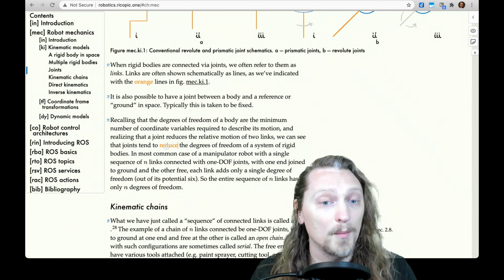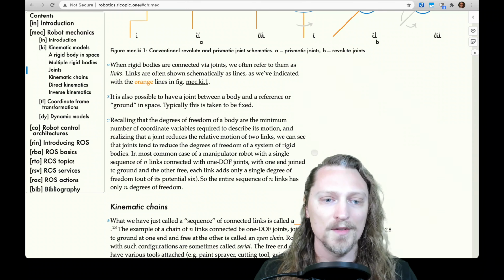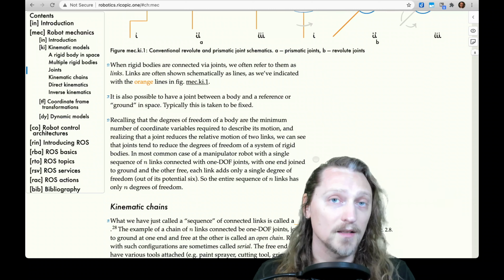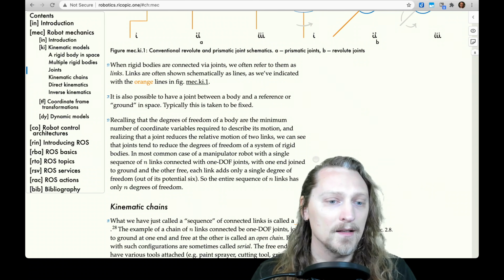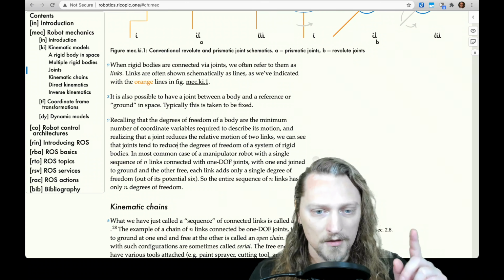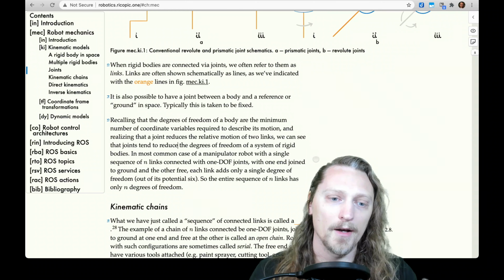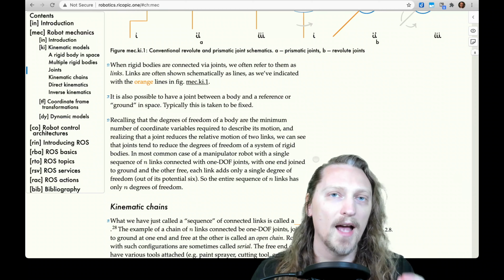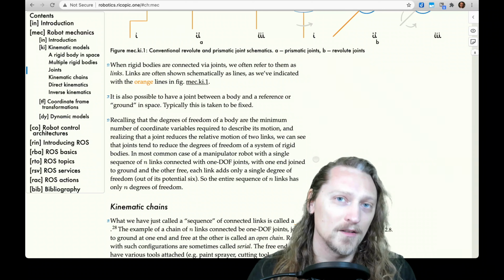In most common cases of a manipulator robot with a single sequence of n links connected with 1 degree of freedom joints, with one end joined to ground and the other free, each link adds only a single degree of freedom out of its potential 6. So the entire sequence of n links has only n degrees of freedom.